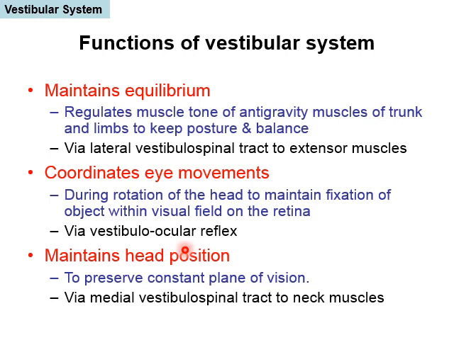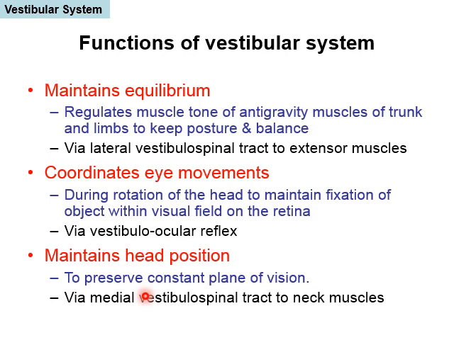So this is done by coordinating the eye movement with the head and neck movement. Also, the vestibular system is important to maintain the head position. Why do we need to maintain the head position? For example, if you are running or going upstairs or downstairs, your body is moving, and during this movement you need to have your head at a steady level, to preserve a constant plane of vision so that what you see with your eye will not be shaking up and down with your movement upstairs or downstairs.